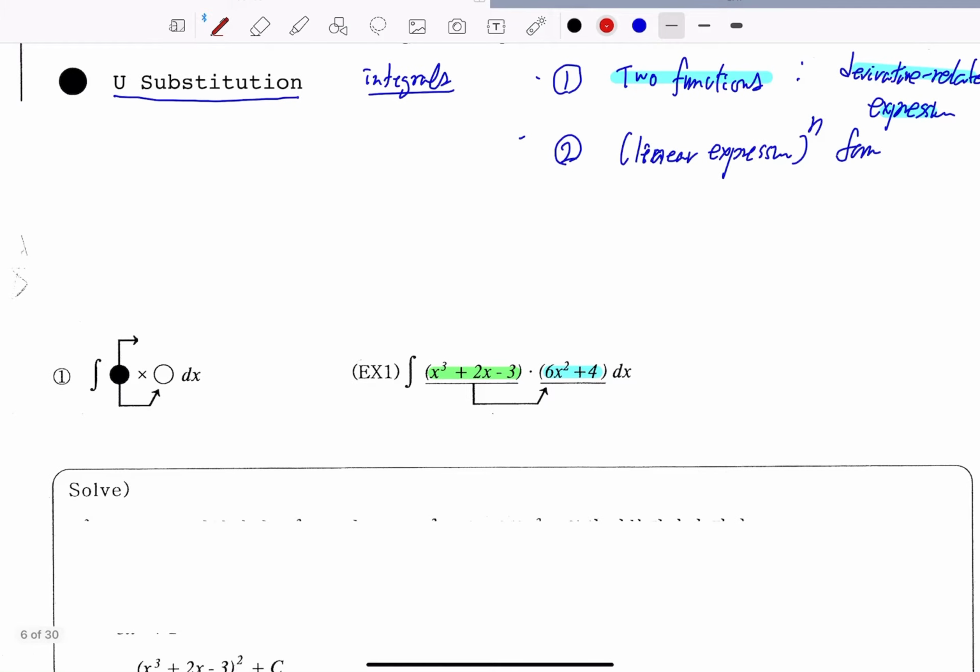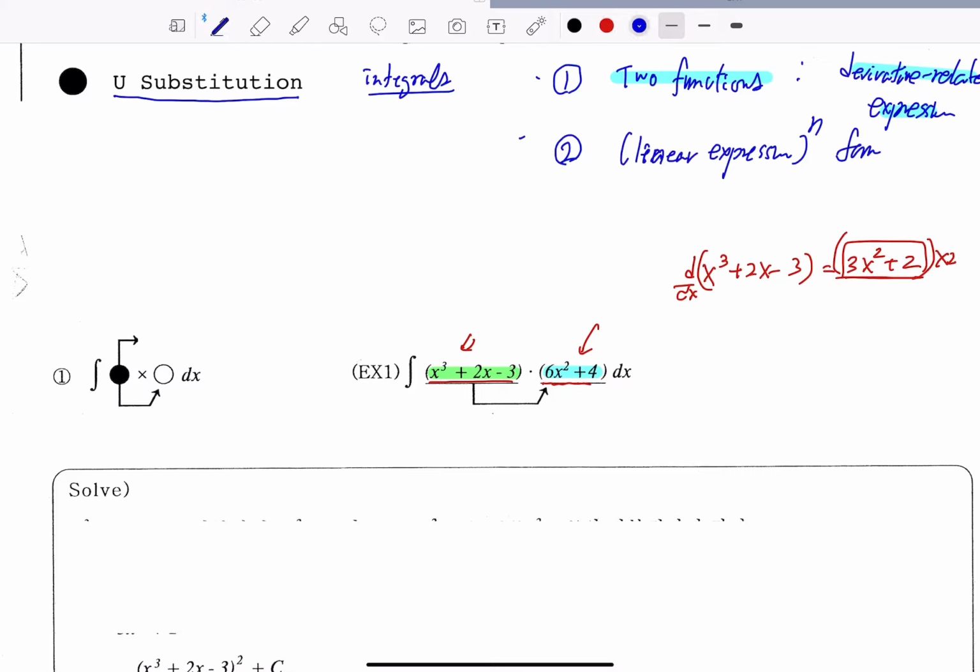In these two functions, which one is greater? X to the third power plus 2x minus 3 is greater. Let's find its derivative in terms of x. It's going to be 3x squared plus 2, right? The derivative of the first expression is closely related to the second expression, because the derivative of the first one times 2 is the second expression given. In this case, we can say that there are derivative related expressions between these two. So we can use U substitution.